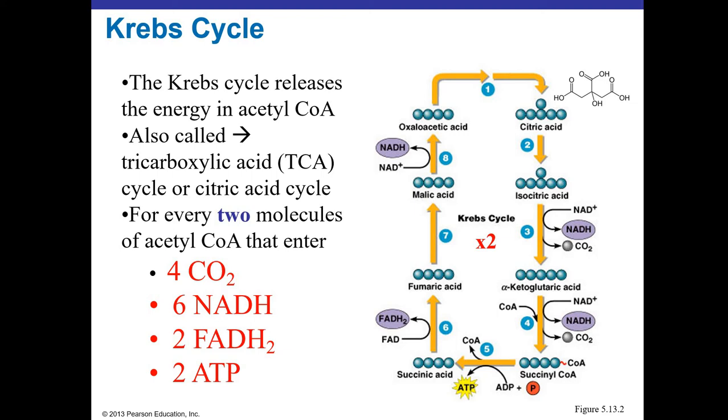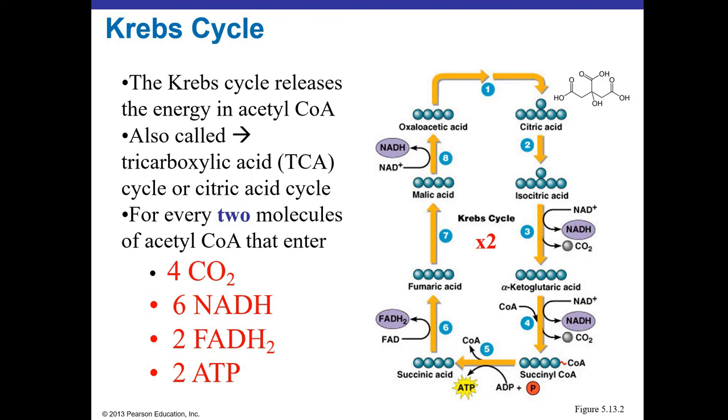Succinic acid to fumaric acid in step 6 is also an important reaction to remember, because this is the only place in metabolism where we are using the flavin form of the adenine dinucleotide, and we're generating FADH2 here. Fumaric acid then is converted to malic acid, and then our last step, we get back to where we started. Malic acid is converted into the oxaloacetic acid, and we produce another NADH.